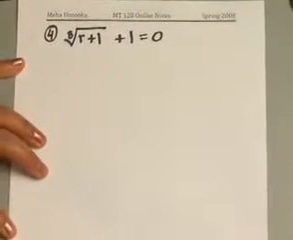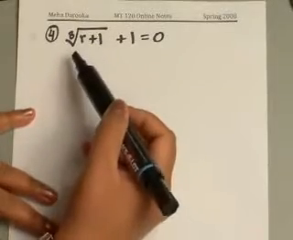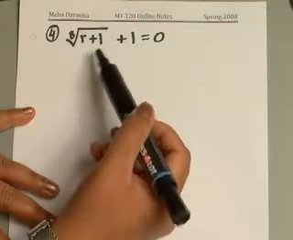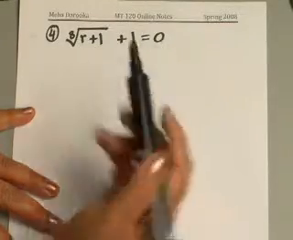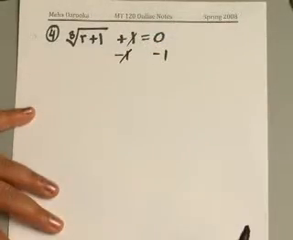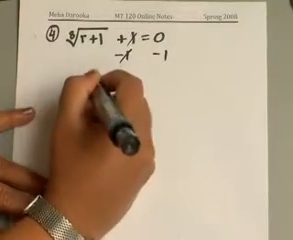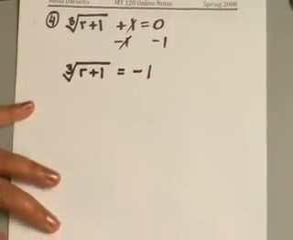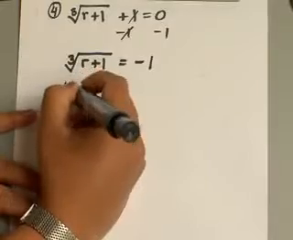Now the first thing you will do in this example is, just like with any other equations, isolate your radical first. Now since you have plus 1 on this side with the radical, we will start by moving our 1 to the other side. So we subtract 1 on both sides and you end up with cube root of r plus 1 equals negative 1. Now once you isolate your radical, we're ready to use our power rule.